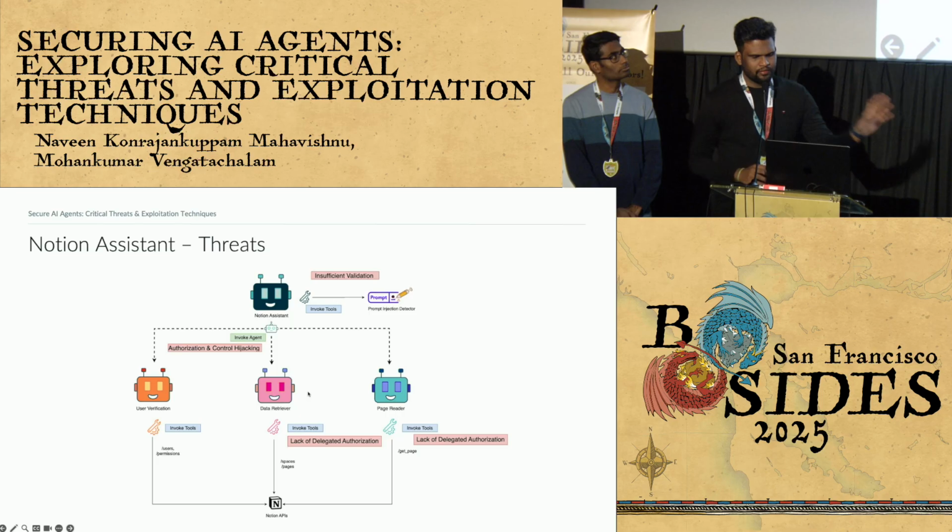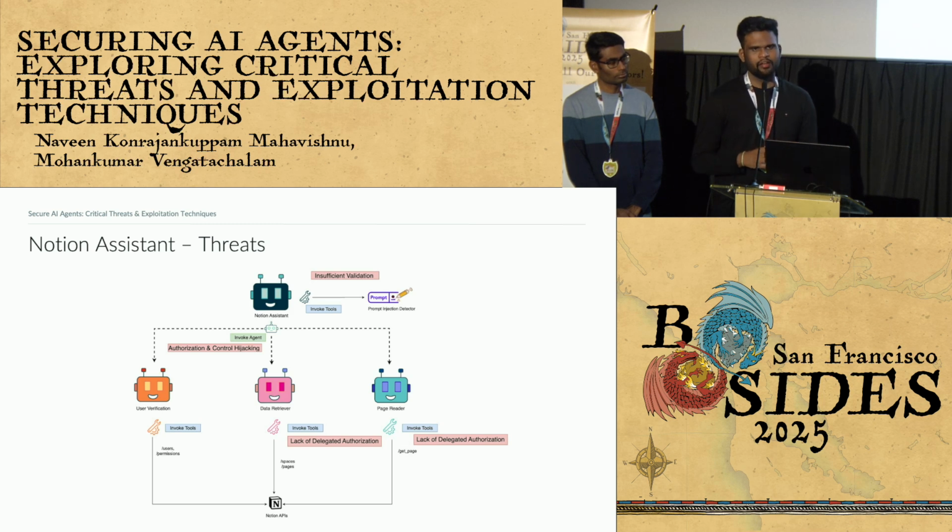Yeah. Here is the same architecture that we have seen before this lab. We were able to bypass the insufficient validation, and then we hijacked the authorization and control of the main agent, making the agent not use the user verification, but rather append admin as the user role. Finally, using that admin role, we were able to read the admin contents.